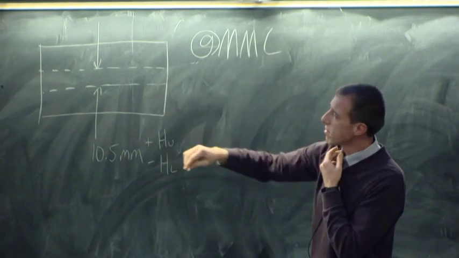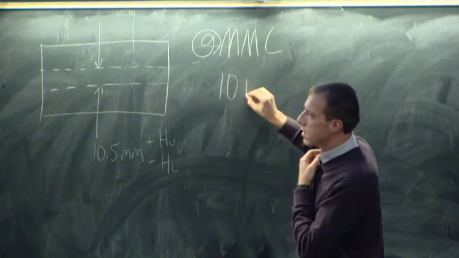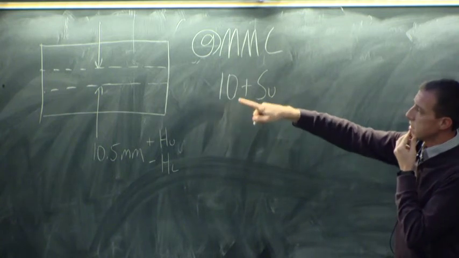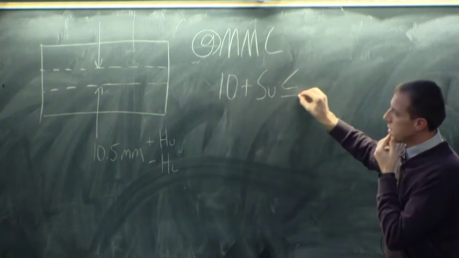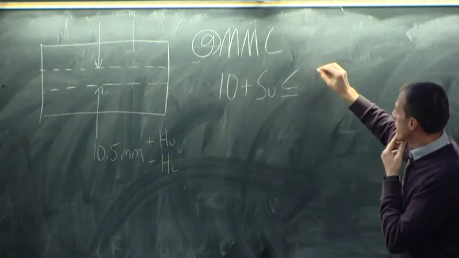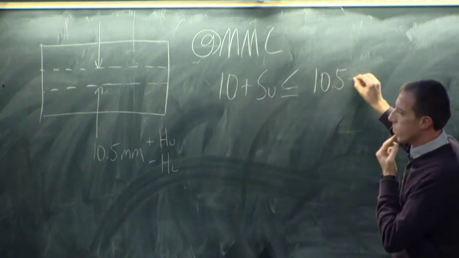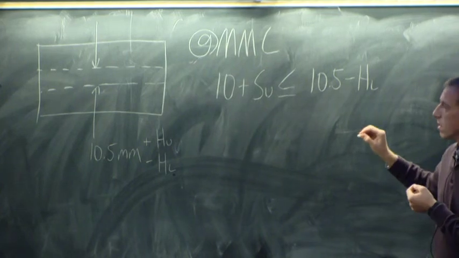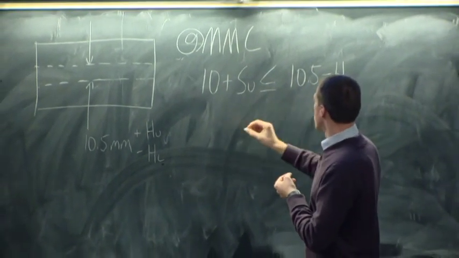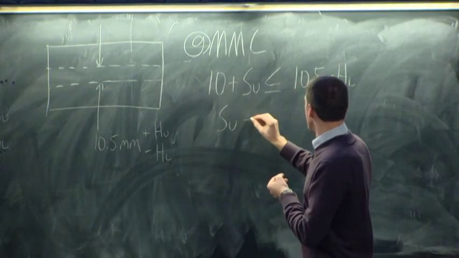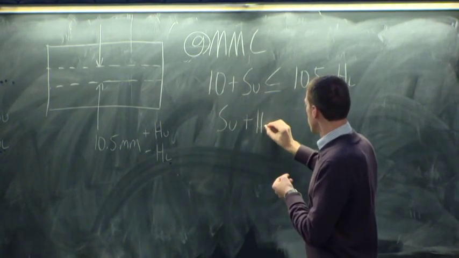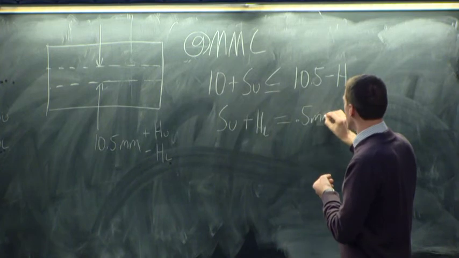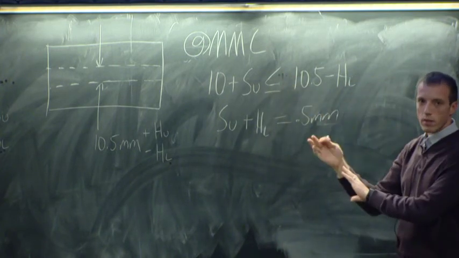I want my hole or my shaft to be as large as it can be. So I want my 10 millimeters plus my upper tolerance to be still less than or equal to my hole at its smallest state. So my 10.5 minus my lower tolerance of my hole. Okay? Is everybody following that? It's pretty straightforward. Okay? So if I do the algebra across here, then I know I want SU plus HL to be equal to 0.5 millimeters, in the worst case. So I can forget about the less than because I'm looking only at the boundary case.